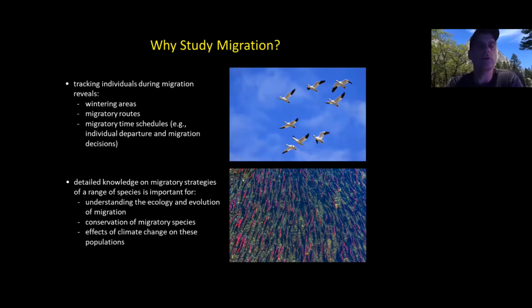And clearly knowing where they go and when can help with the conservation of migratory species. For example, knowing when to turn off city lights or shutting down windmills that are in the paths of migrating birds. And then finally, understanding migration will help us to understand how species and communities may respond to shifts in vegetation types due to climate change.